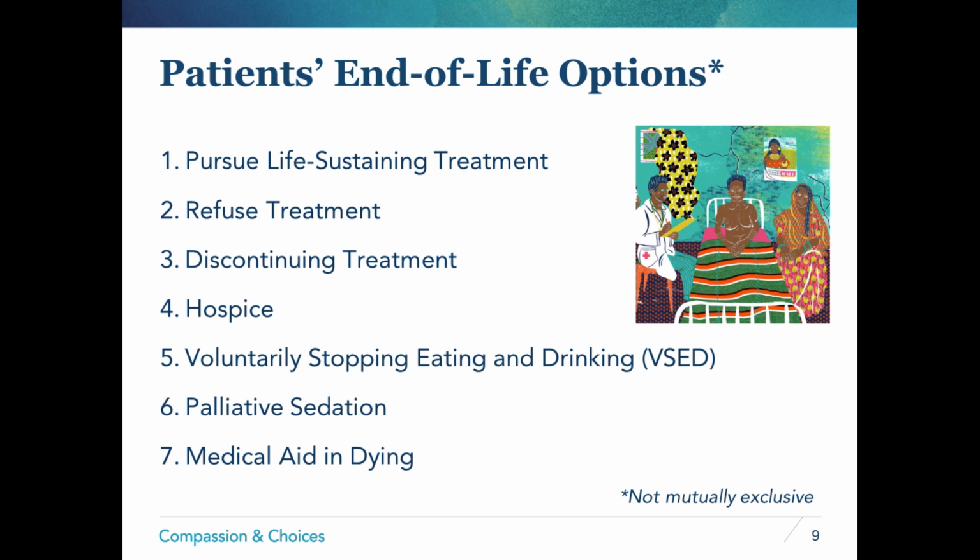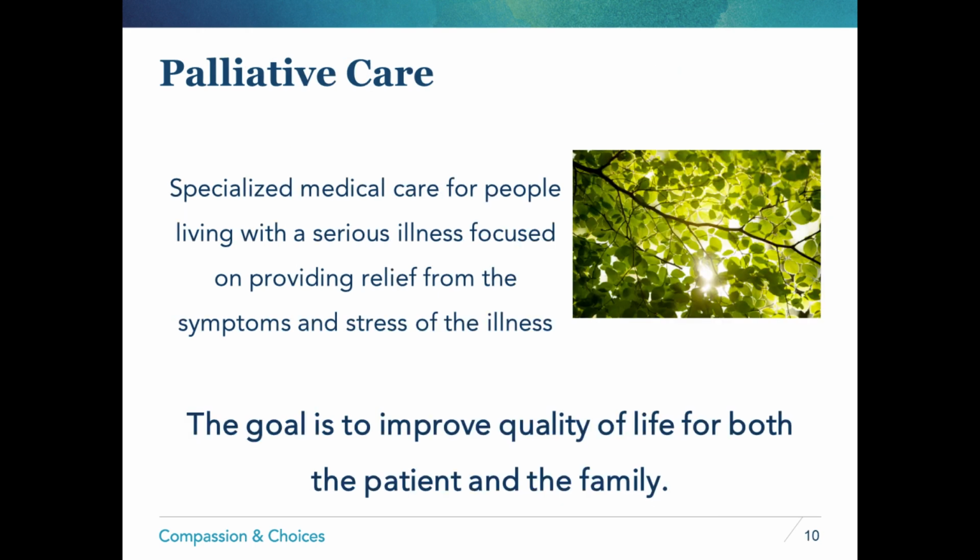So here's a not mutually exclusive menu, if you will, of all of our end-of-life options as we face our final phase in life. Certainly patients can pursue life-sustaining treatment. They can say no, they do not want life-sustaining treatment. Maybe they've already chosen life-sustaining treatment and want to discontinue it. Hospice, of course, is vital at this stage in life. And then we'll go into a little more detail later about VSED, or the voluntary stopping of eating and drinking, as well as palliative sedation and medical aid in dying.